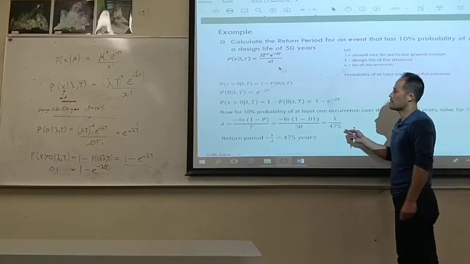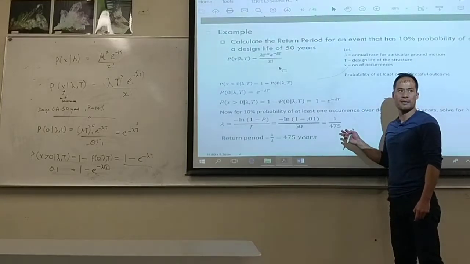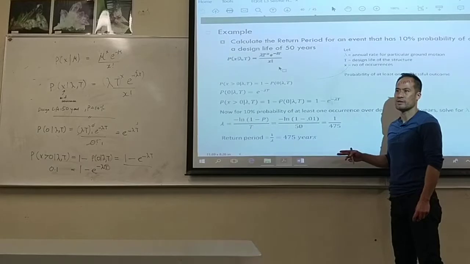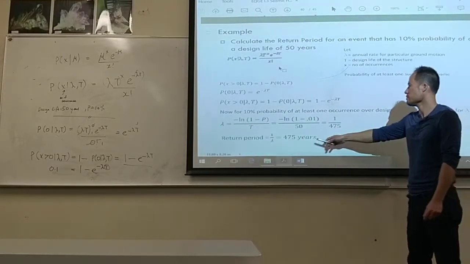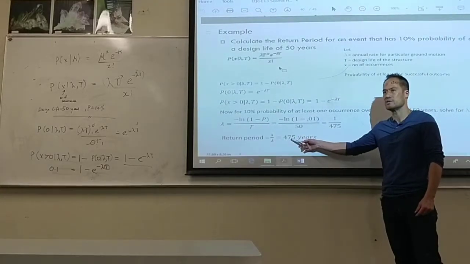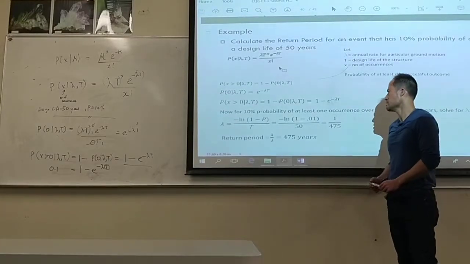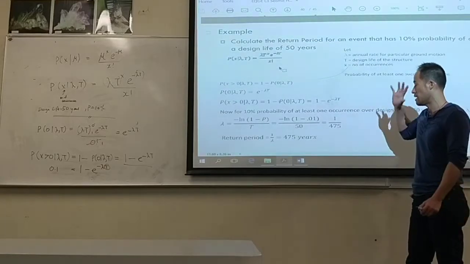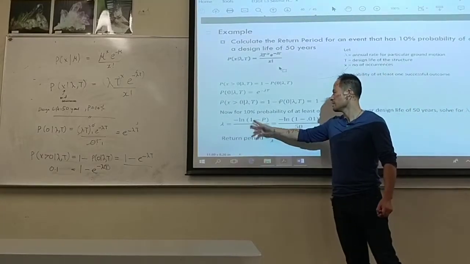And so what's the inverse of the annual exceedance probability? It's the return period. Okay, and so that's why we invert that and we get a return period of 475 years. Okay, so that might take a little bit to get your head around that relationship there.